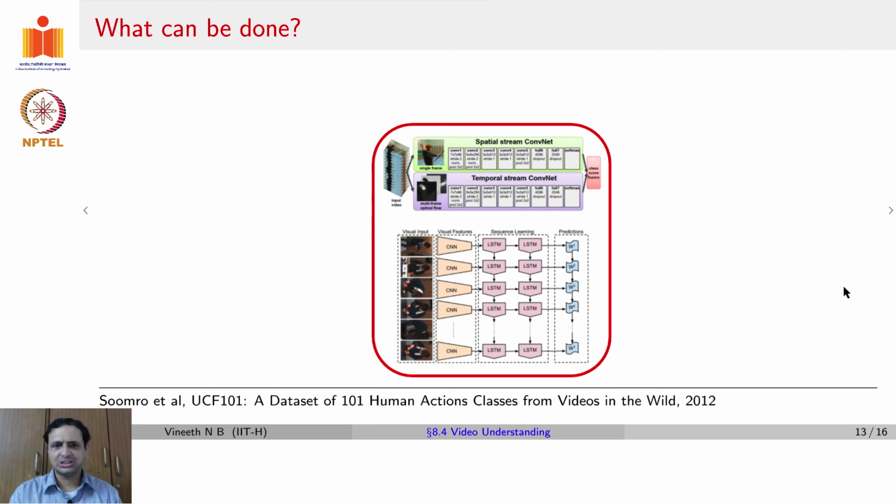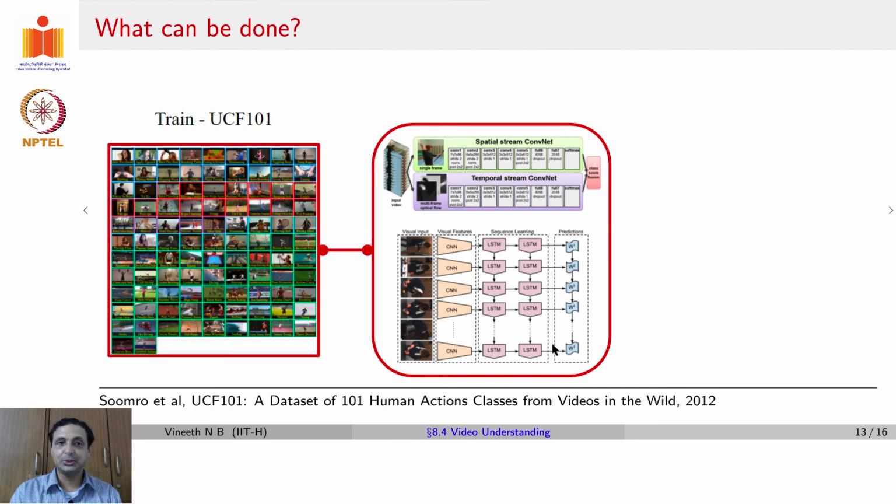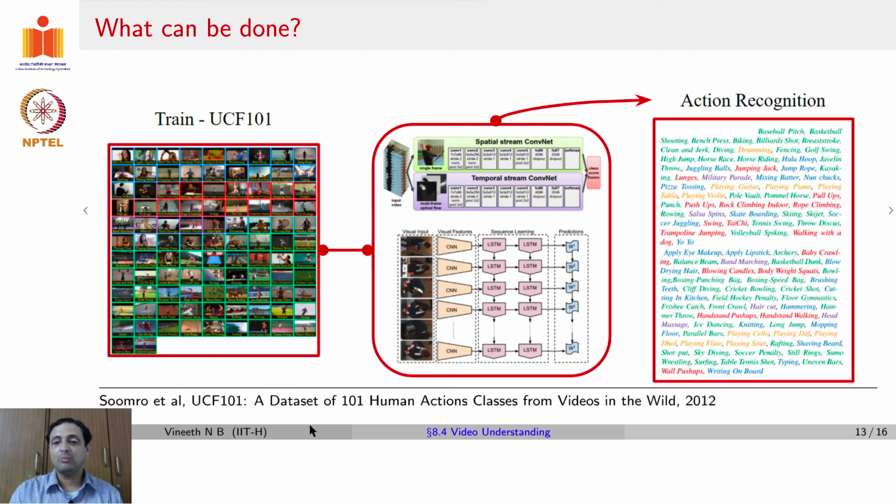Now with these approaches, be it the two-stream CNN or a CNN with RNN or a 3D CNN, what kind of problems in video understanding can we solve? If you could take a data set such as UCF 101, which is a very popular data set for video understanding, you could perform action recognition, like is the person doing push-ups, rock climbing, trampoline jumping, so on and so forth.